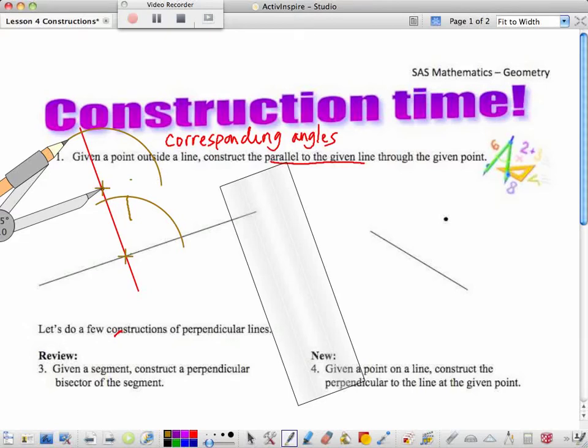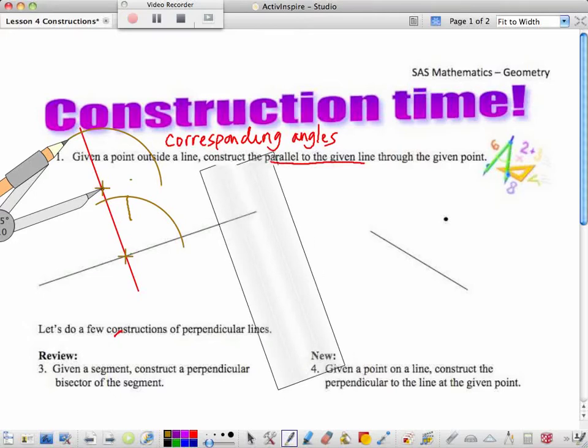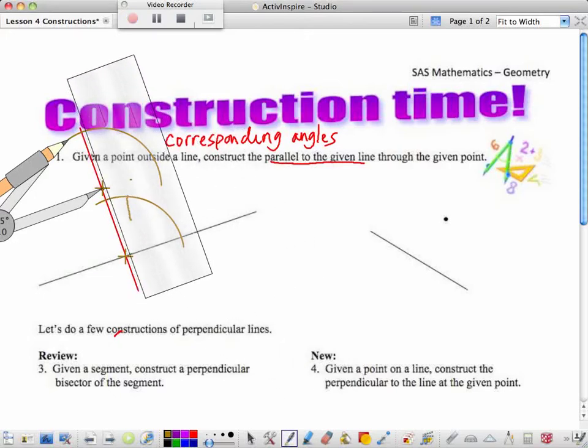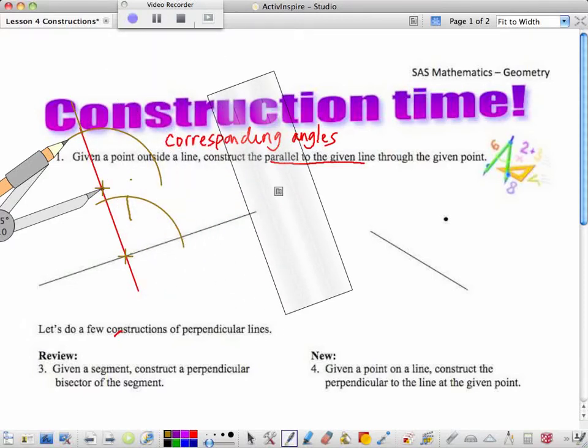Now, if your second arc up here didn't intersect with the transversal, you're going to have to grab your ruler and line it up and extend that transversal, right? So you have to extend it up here in order to make sure that you're intersecting your transversal. Mine was okay, but if yours isn't, you've got to extend your transversal. The most important part about your constructions is having an intersection.